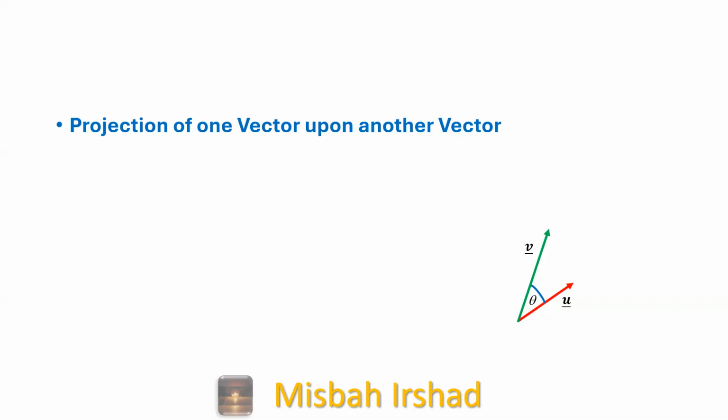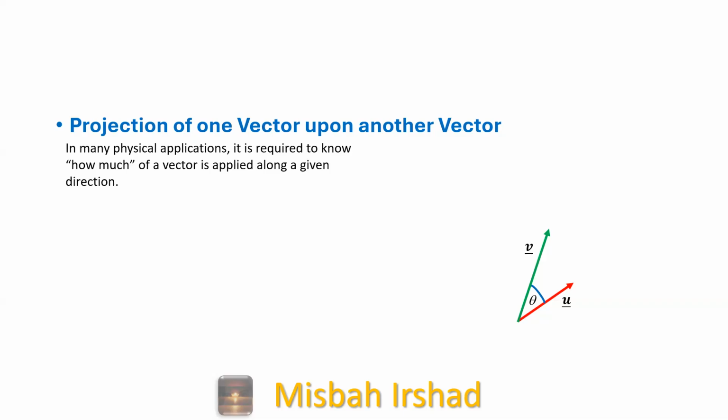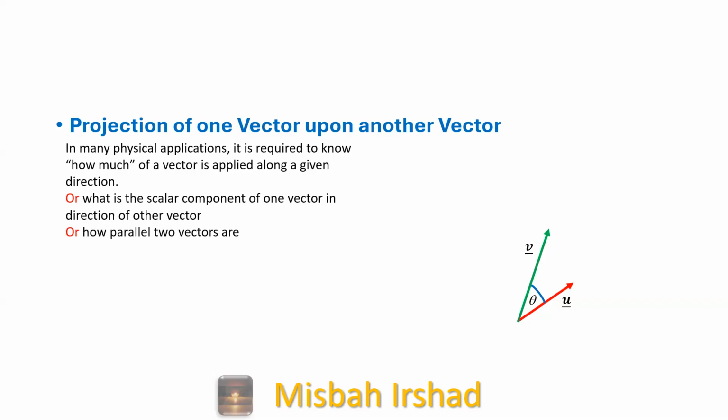Now, projection of one vector upon another. There are several situations when it is required to find out how much of a vector is applied along a given direction, or what is the scalar component of one vector in the direction of the other vector, or how parallel two vectors are. So dot product gives us the answer to all these questions.